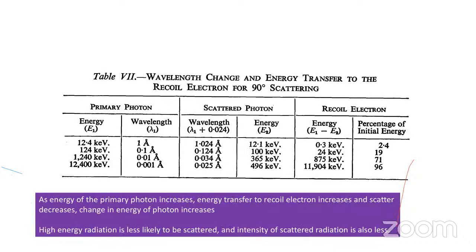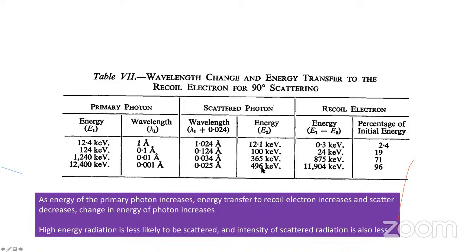Here we show the primary photon at different energies, from 12.4 keV to 12,400 keV, so this basically becomes MeV. The wavelength keeps on decreasing from 1 Angstrom to 0.001 Angstrom. So this is a primary photon, and this will also give rise to a scattered photon.